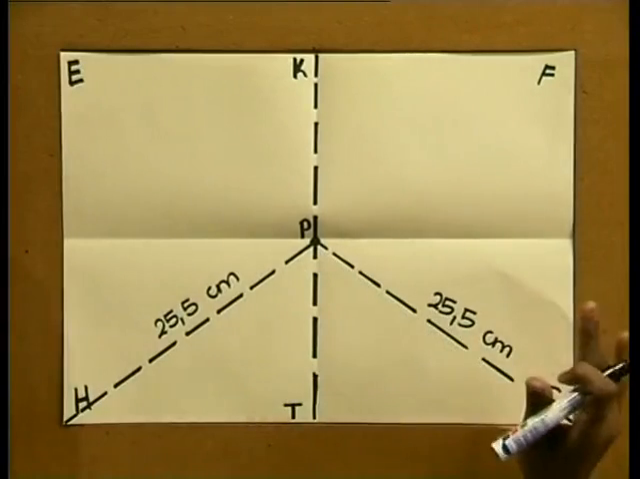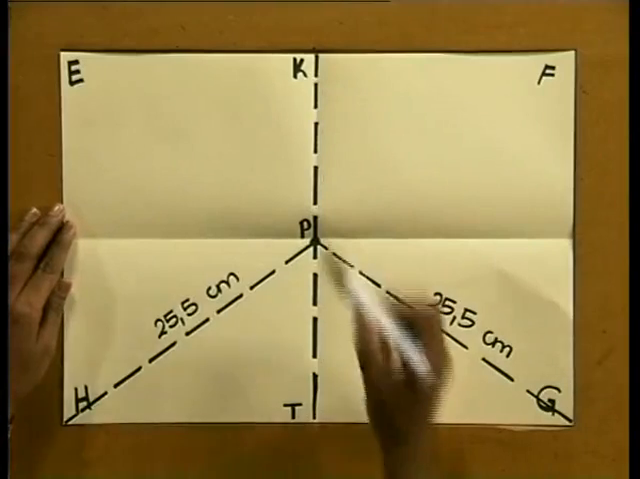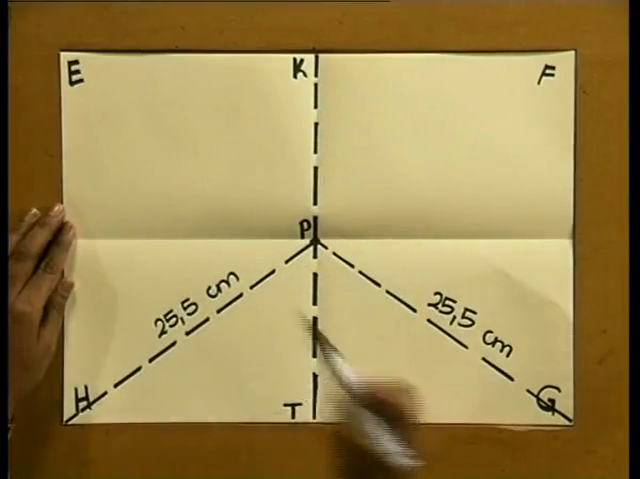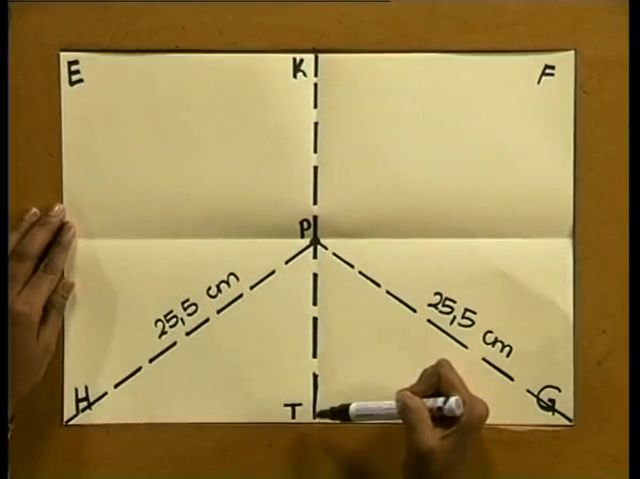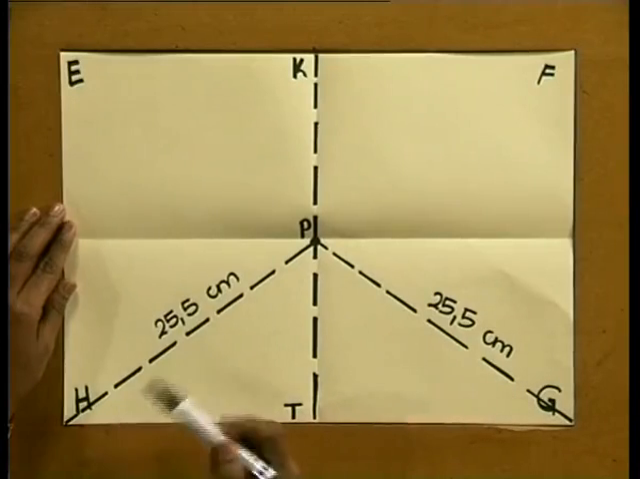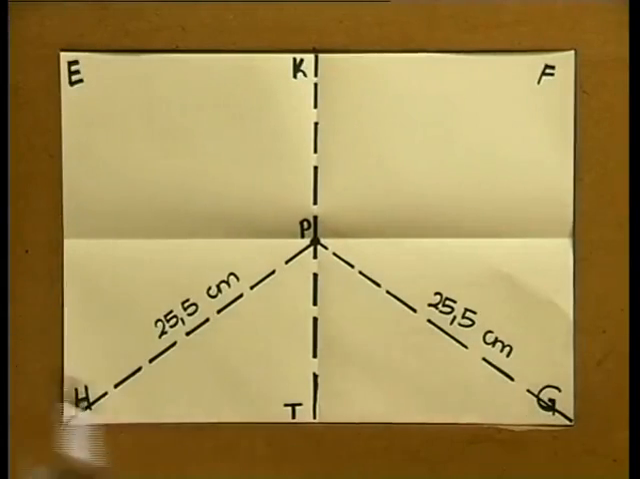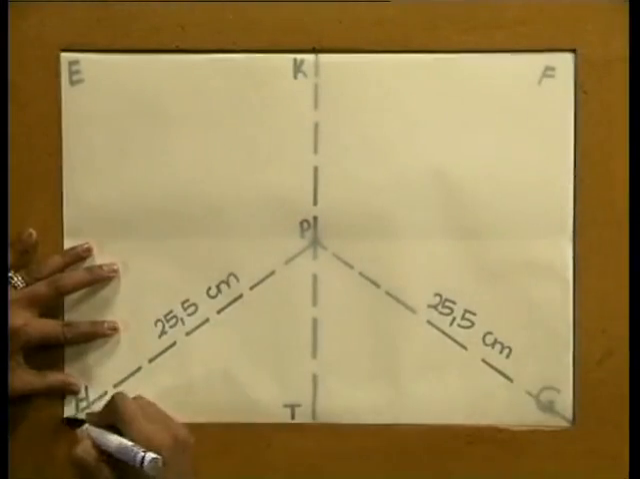Now before we cut out our model, have a look at this line KPT. We know that this is the line of symmetry for rectangle EFGH. But now do you think that PT will be the line of symmetry for triangle PGH? I will use my tracing paper to trace out the triangle that we have.